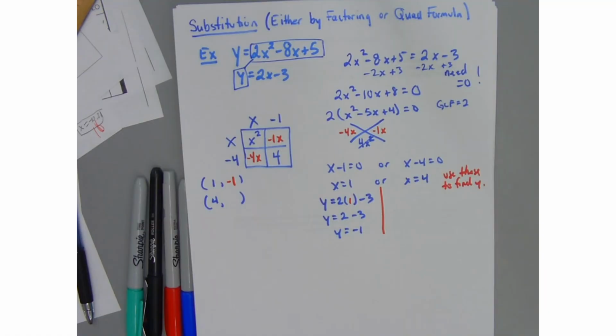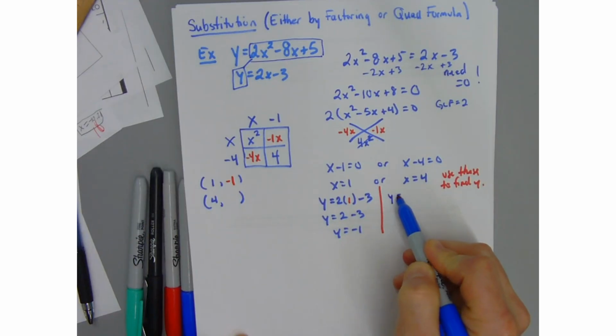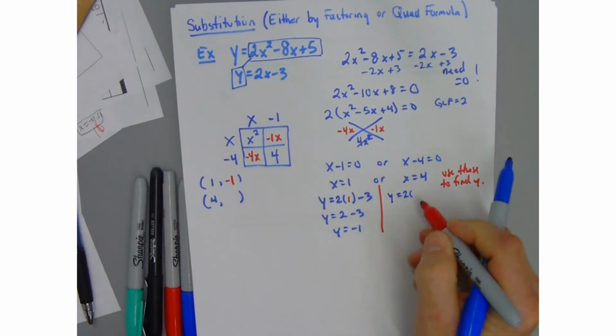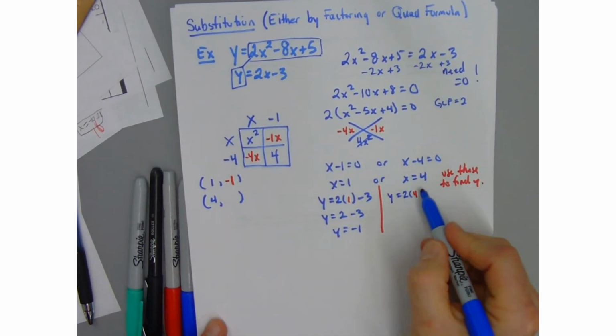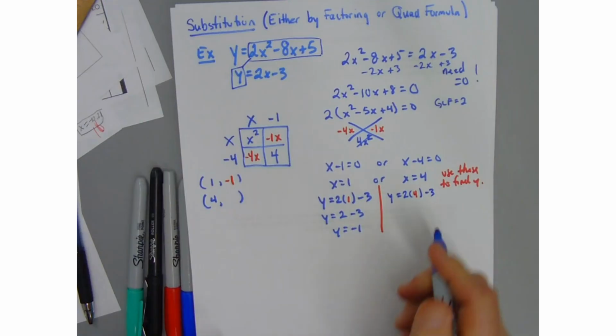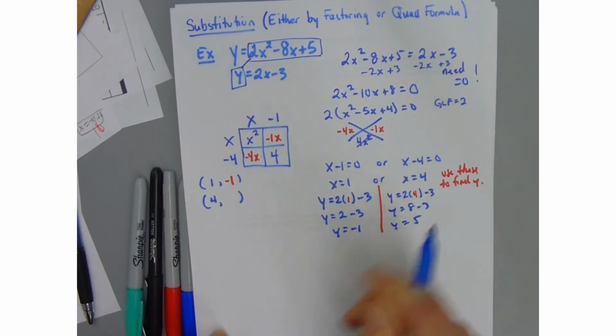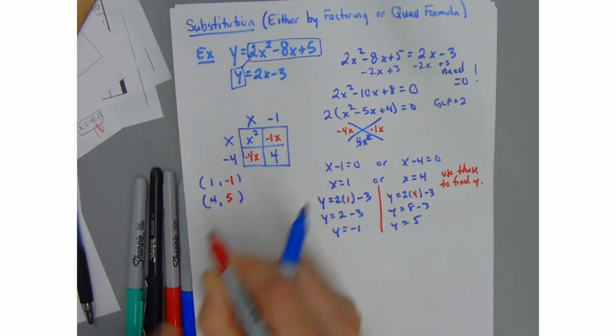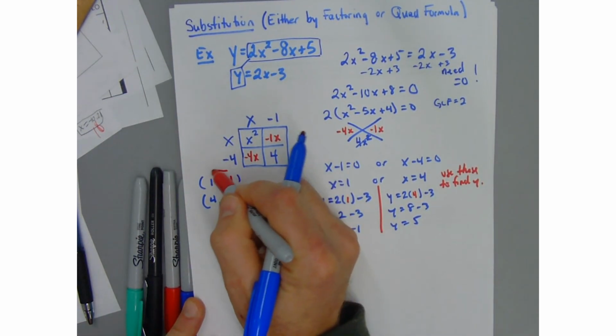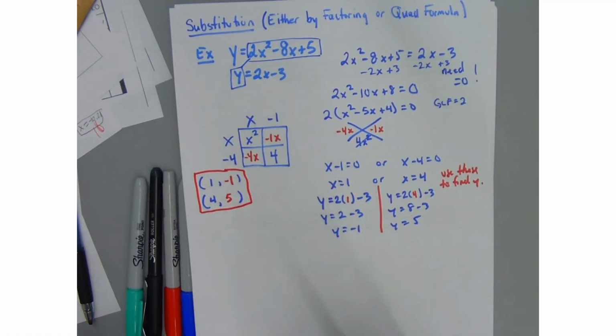My second solution, because remember, solutions are ordered pairs, is simply taking this and doing the same thing. y equals 2 times 4, the x value this time, minus 3. So we get y equals 8 minus 3, so y will be 5. And that is the other value I have here. So that gives me my two solutions. Okay, so that goes with that.